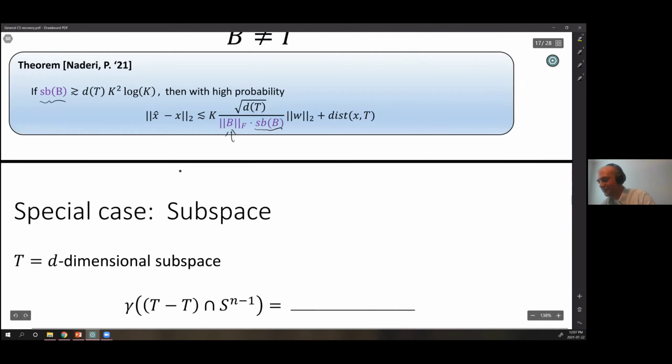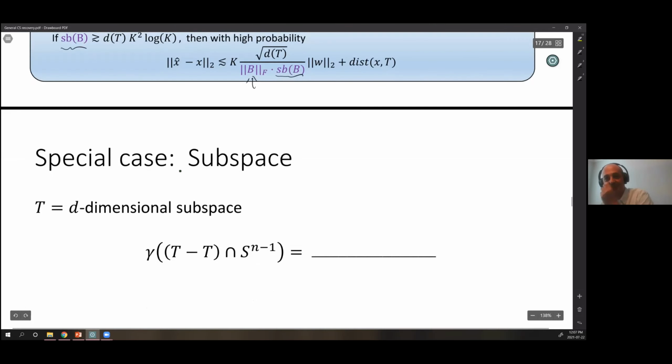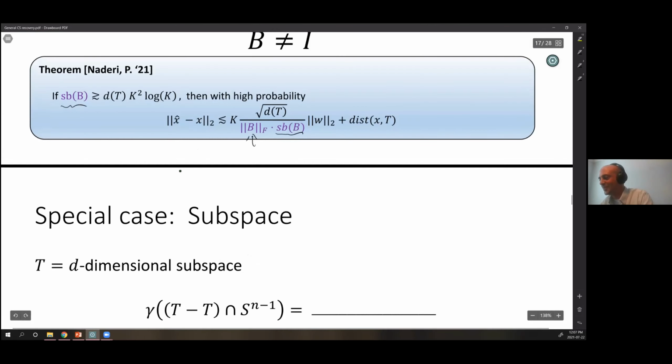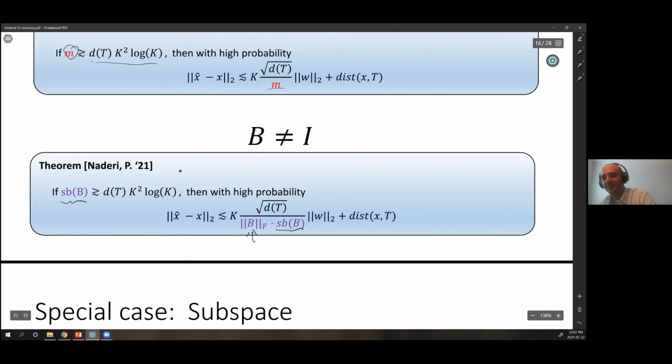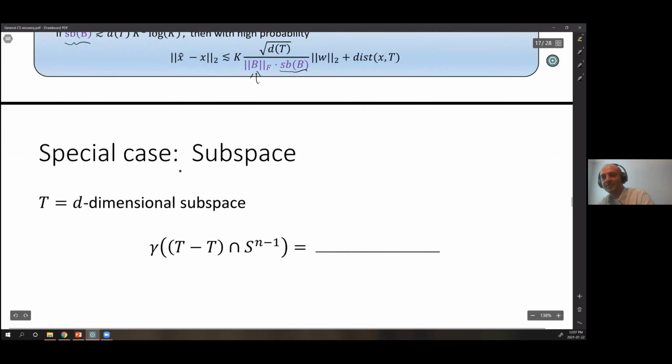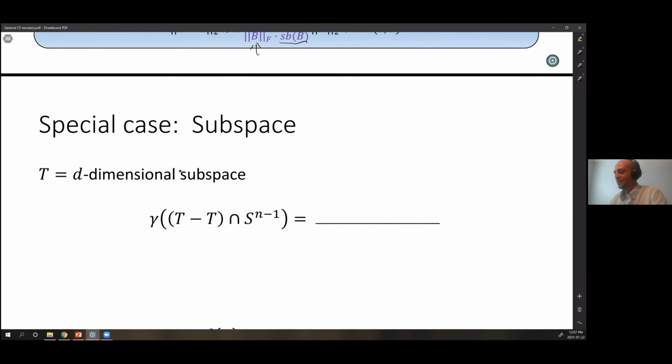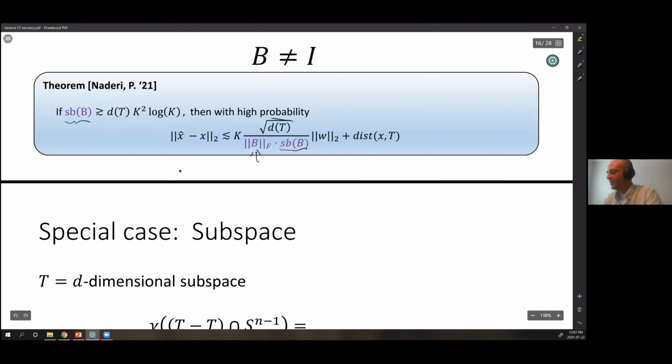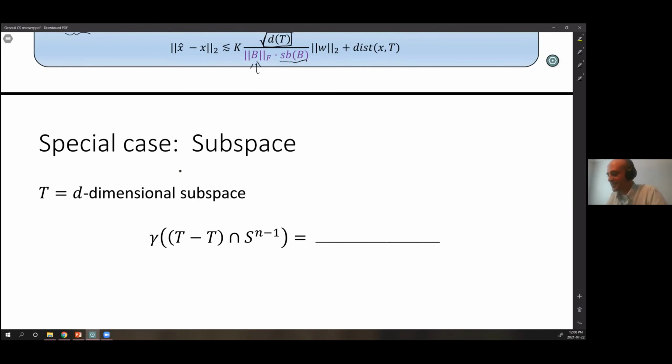So continuing. So let me work out a few special cases. I'd like to make the argument that this theory is really intuitive and simple to use. So I think the easy way to make that argument is using it a couple times. We worked out the d-dimensional subspace before, but let's actually check this theorem in that case. So the key to using this theorem is to calculate this d of T. Recall that was Gaussian complexity, T minus T intersect the sphere, squared.